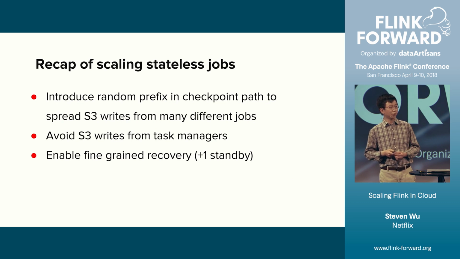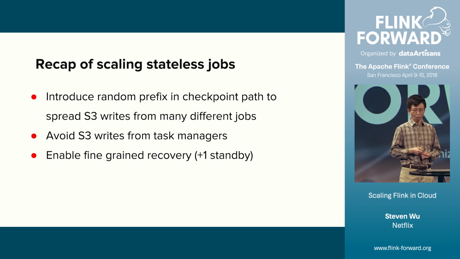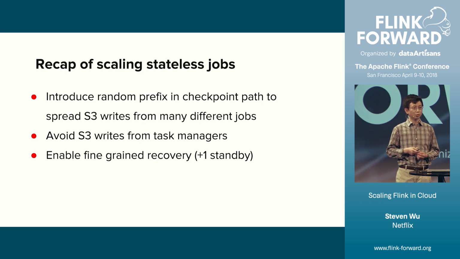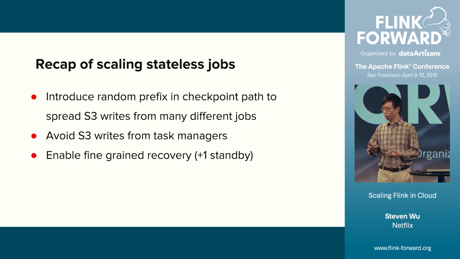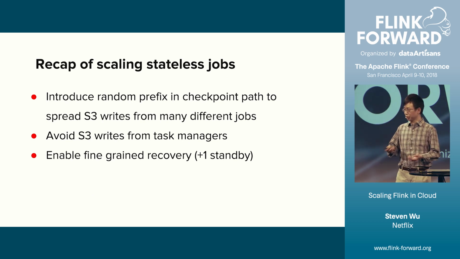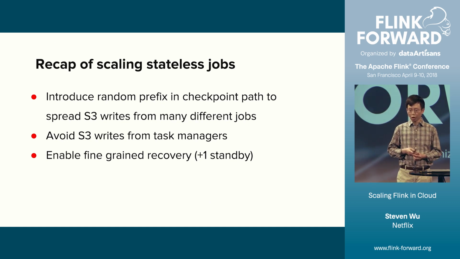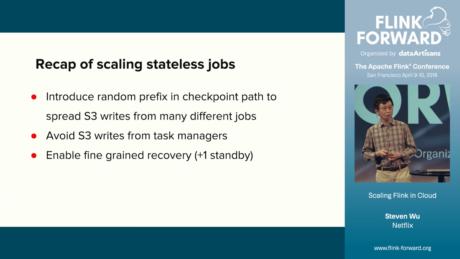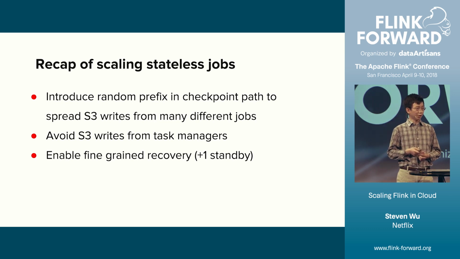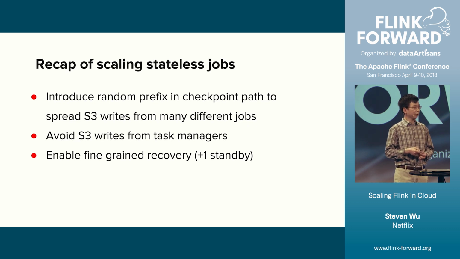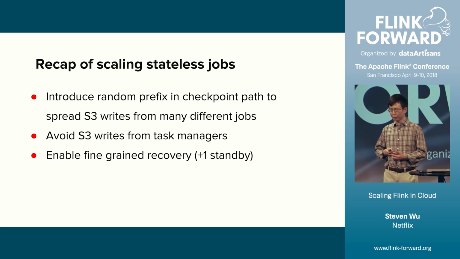Let's recap what we talked about for scaling stateless jobs. We first introduce a random prefix in the checkpoint path so that we can spread the S3 writes from thousands of routing jobs to multiple S3 partitions. That's how we can scale the S3 writes. Also, we avoid the S3 writes from task managers by increasing the memory threshold setting. Third, we enable the fine-grained recovery with a +1 standby task manager to work around the current implementation issues in Flink.